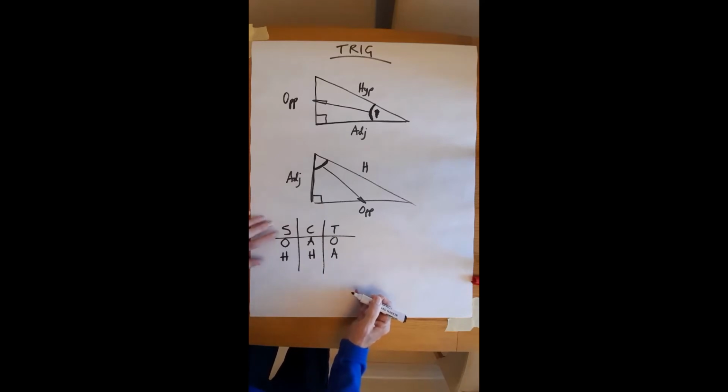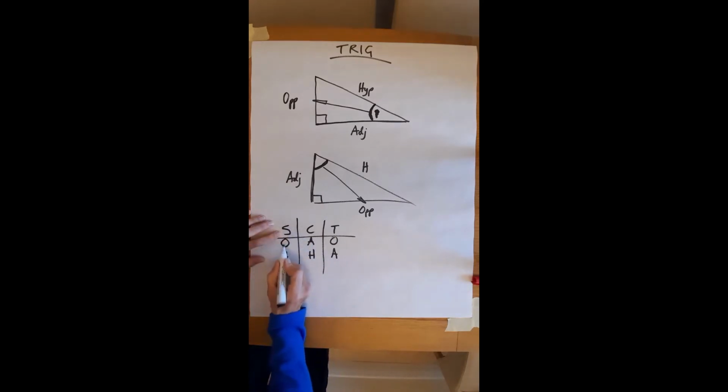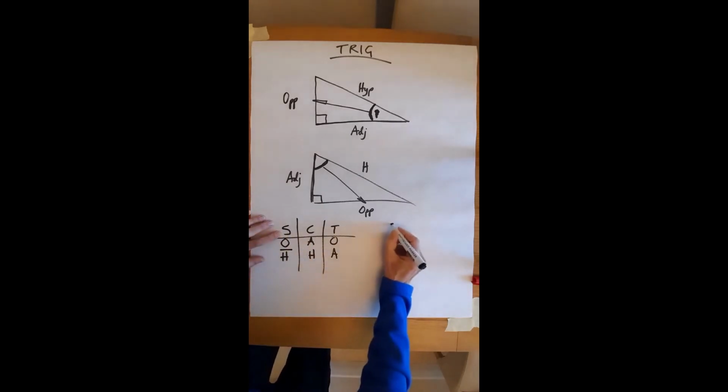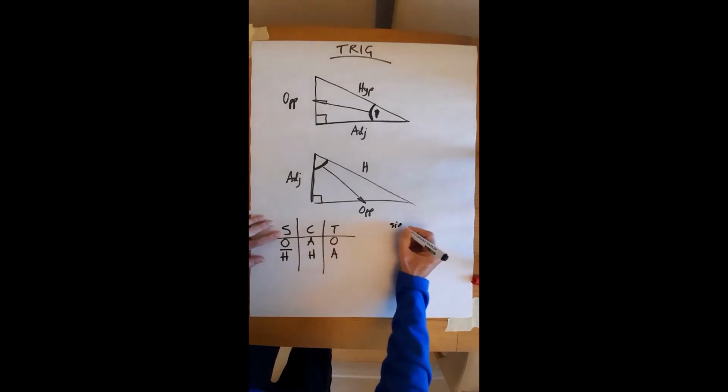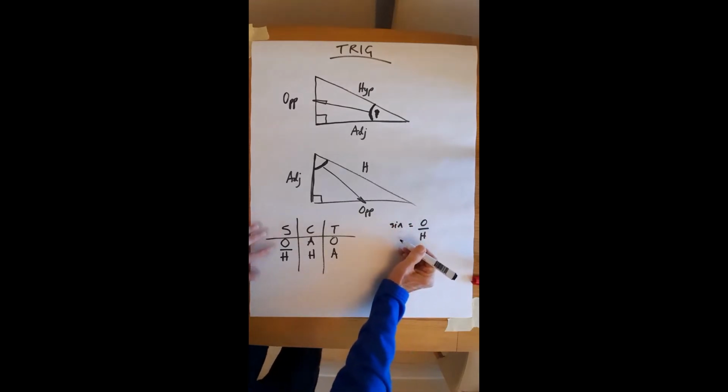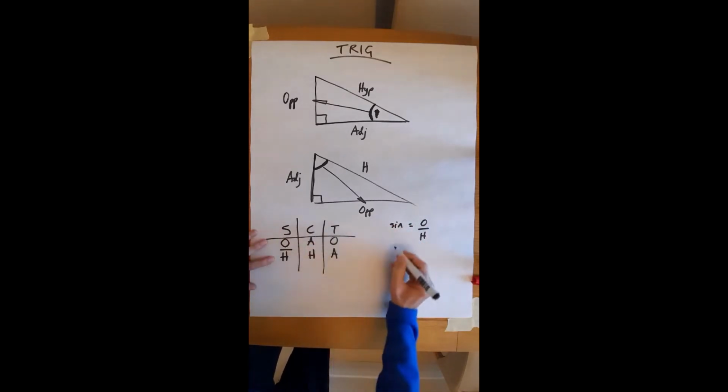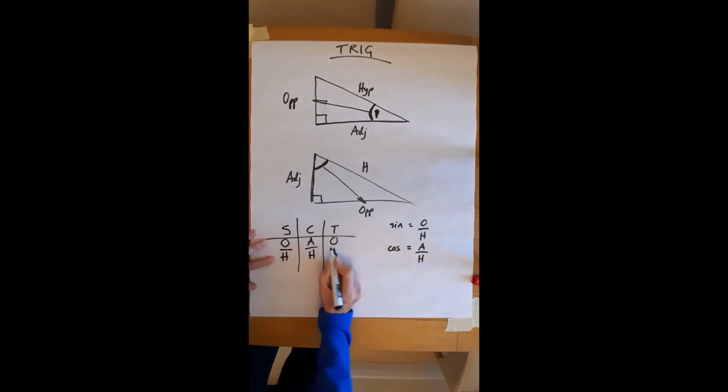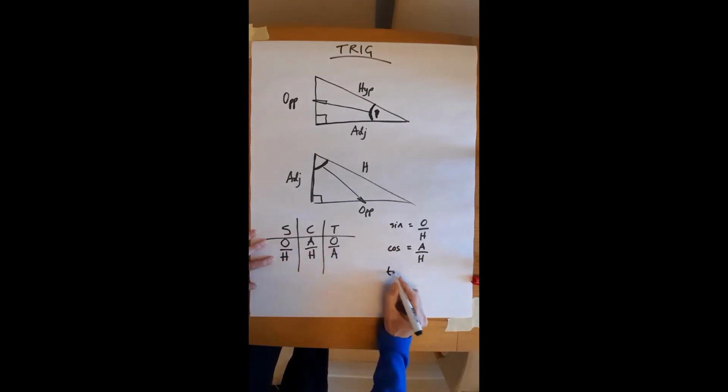And from this, we can get that sine is opposite over hypotenuse. So sine equals opposite over hypotenuse. That's the formula for sine. Cosine is A over H, is the adjacent over the hypotenuse, and tangent or tan is opposite over adjacent.